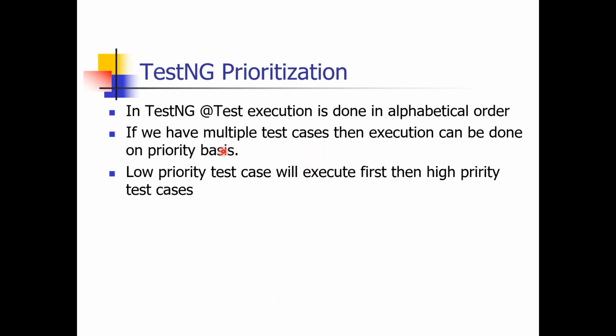But just remember, as I have explained previously, a low priority test case will execute first, then the high priority test cases will execute. Suppose a test case has priority 1, a test case has the lowest priority 0, a test case has priority 20, and a test case has priority 5. Among all of these, first 0 will execute, then 1, then 5, then 20. So 20 as the highest priority means it will execute last.